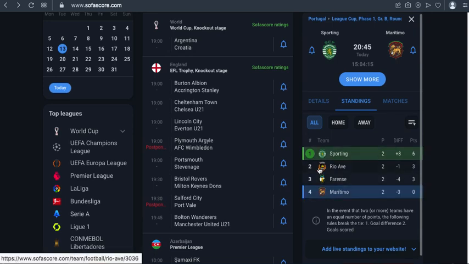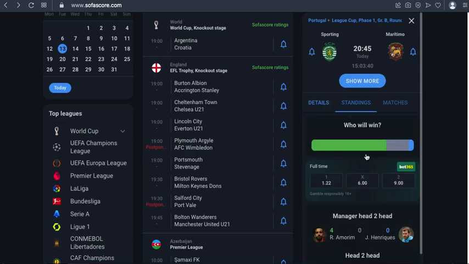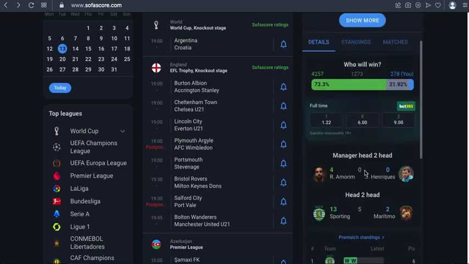So they are having only a difference of two positions between them. So it is really interesting that Sporting has shown us that it has the strength in the game, or it has more chance to win the game, with the help of their previous standings and their current standings. After getting to know that, on your phone you find this in the matches, but for me I'll find it in details. I'm going to check the high percentage that they've given to them.